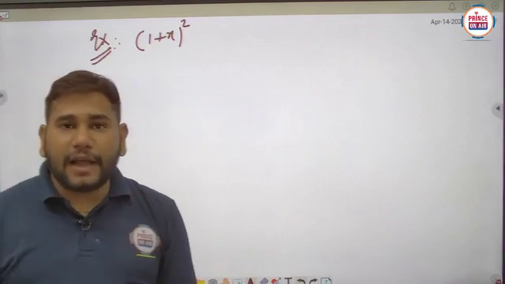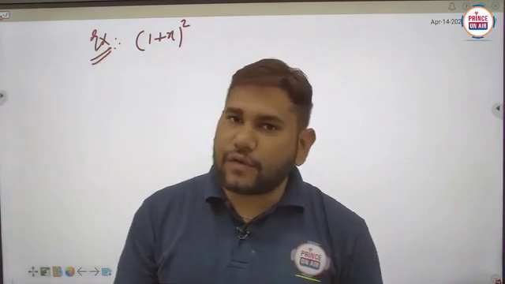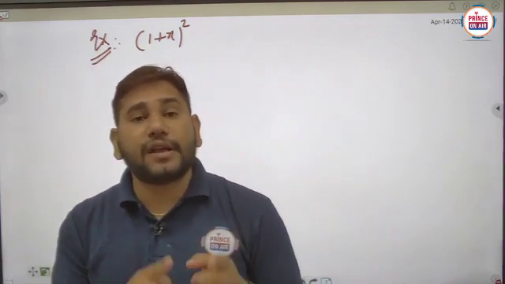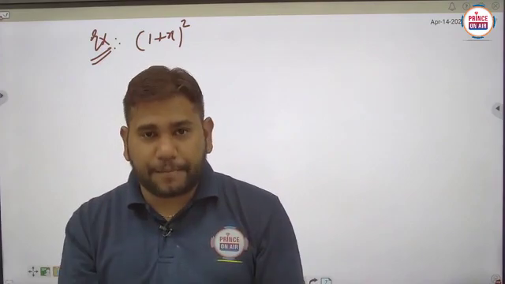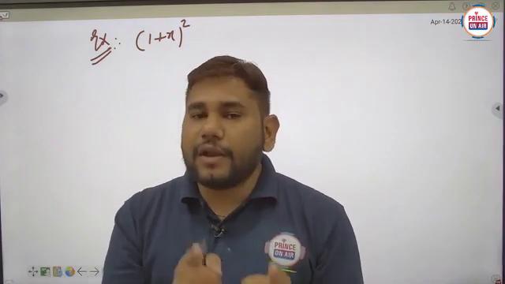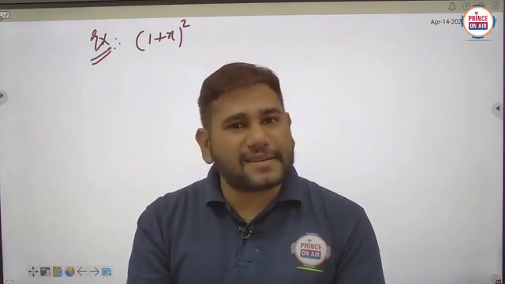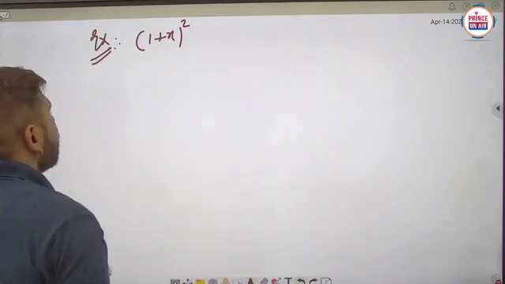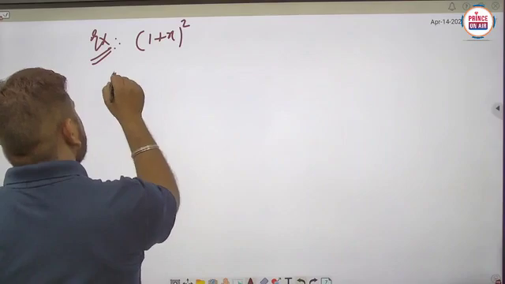Here I will tell you both methods. First of all, we will find out the value by using a plus b whole square. After it, we will implement the formula 1 plus x the power n. So first of all, method first.